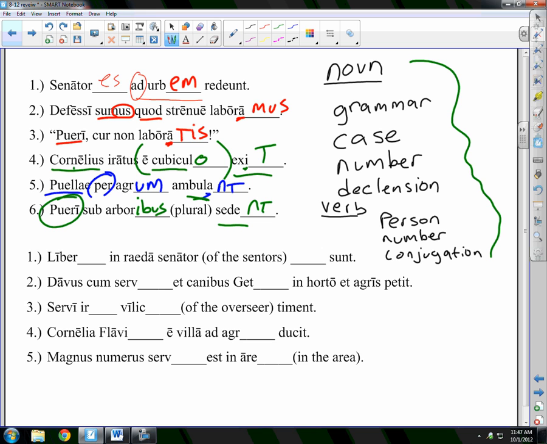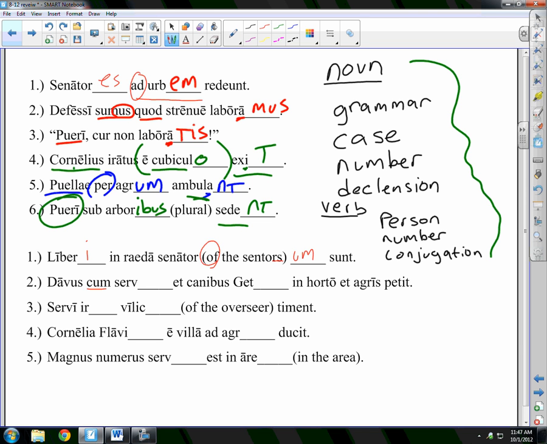Library is nominative. It is plural. It's part of the second declension, so it gets the letter I. Senator is of, so it's genitive. It is plural because of senators. It is part of the third declension, so it gets UM.